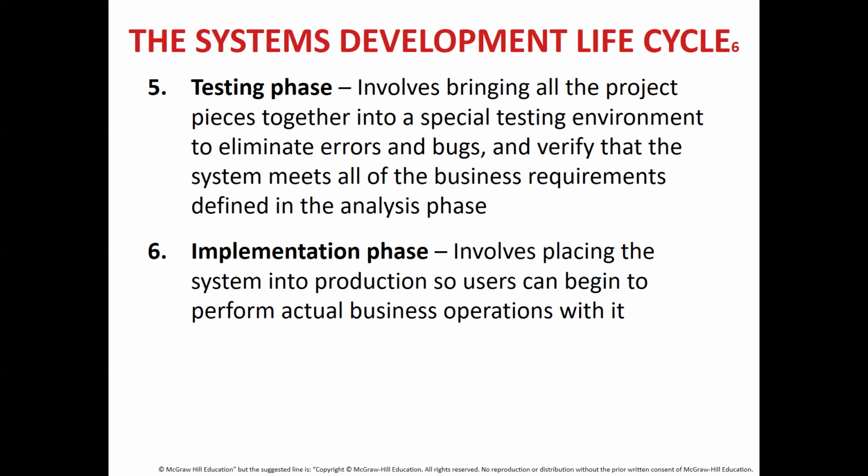Implementation phase involves placing the system into production so users can begin to perform actual business operations with it. Let's say you've done the testing, everything goes well, and you decide and give a green signal, right, that we will now go and implement the system within the organization. Now, there are different types of implementations that could be applied, but for now in the implementation phase, the system that is built and tested is actually implemented, or it actually starts, or it is installed in the organization.